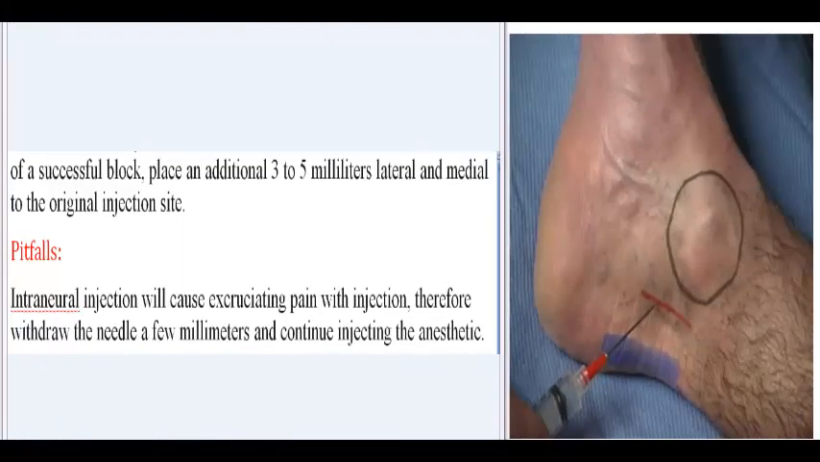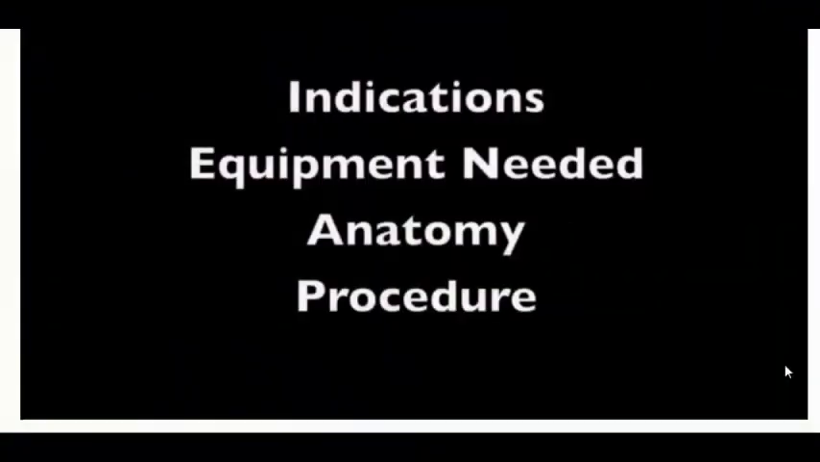original injection site. Pitfalls: intraneural injection will cause excruciating pain with injection, therefore withdraw the needle a few millimeters and continue injecting the anesthetic. The following is a short clinical primer on the basics of performing an ultrasound-guided posterior tibial nerve block. This is meant as a summary for the practitioner already comfortable with ultrasound-guided procedures in general, and peripheral nerve blocks in particular. This presentation is not meant to take the place of supervised clinical training.